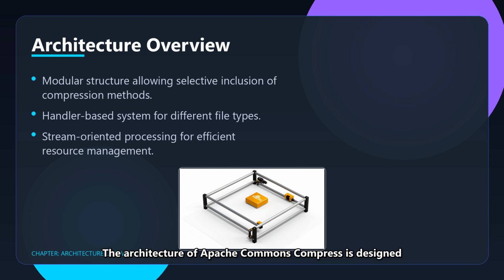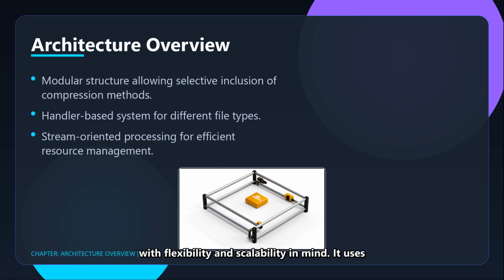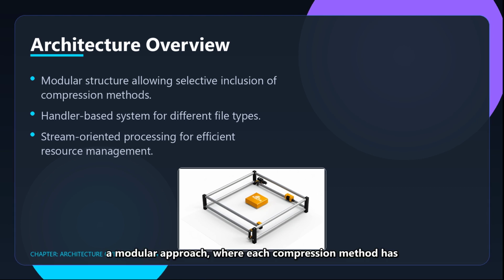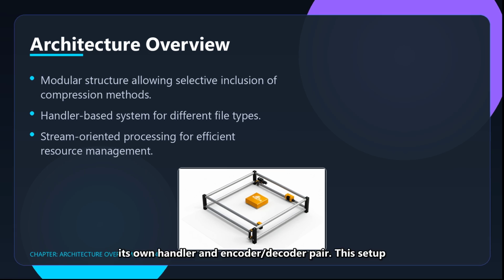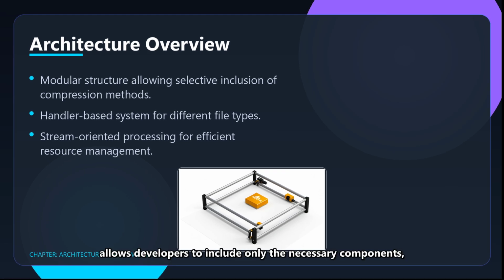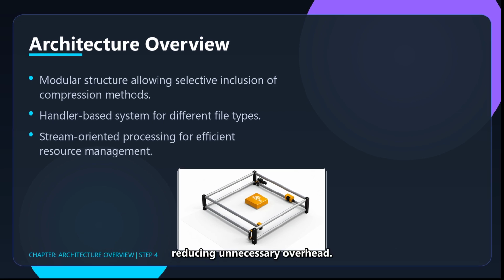The architecture of Apache Commons Compress is designed with flexibility and scalability in mind. It uses a modular approach, where each compression method has its own handler and encoder-decoder pair. This setup allows developers to include only the necessary components, reducing unnecessary overhead.